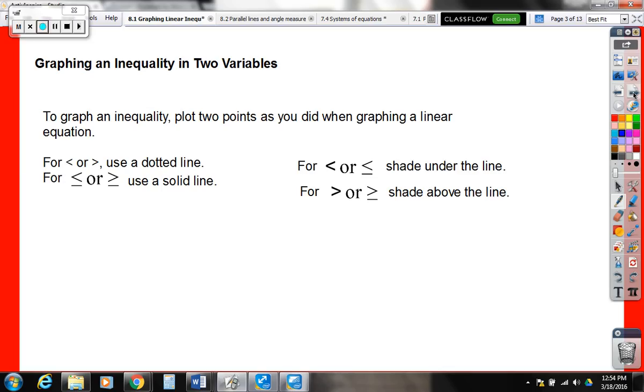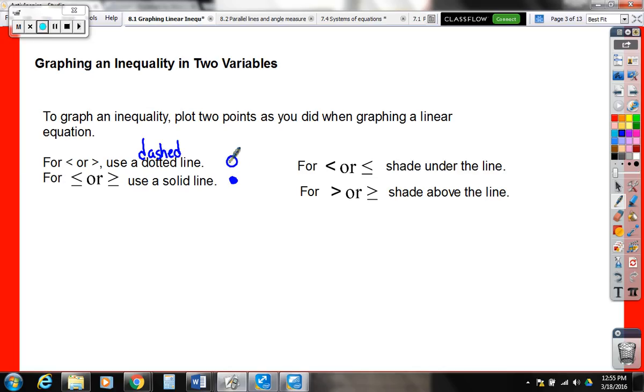If you have a less than or a greater than sign, you're going to use a dotted or a dashed line, a line that's not solid. And if you have an equal sign, like less than or equal or greater than or equal, then you're going to use a solid line. It's kind of like when we did our work on the number line. Which one of these did we use a solid circle for? Remember? The one that was equal or equal to, yeah, the one that had equal. So this one would have had a closed circle, and this one would have had an open circle.